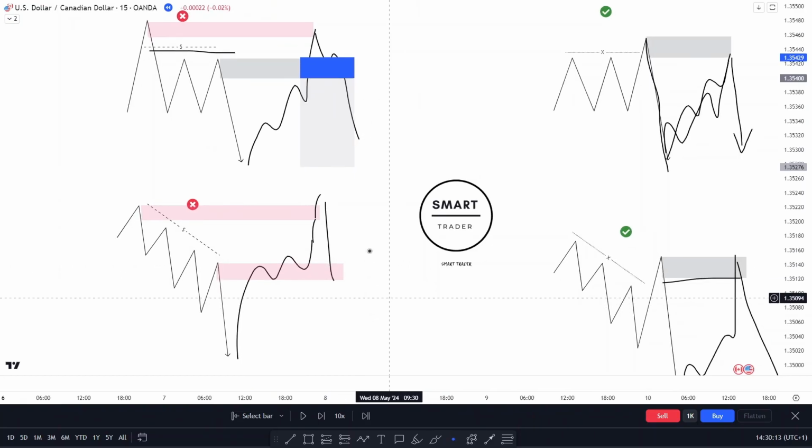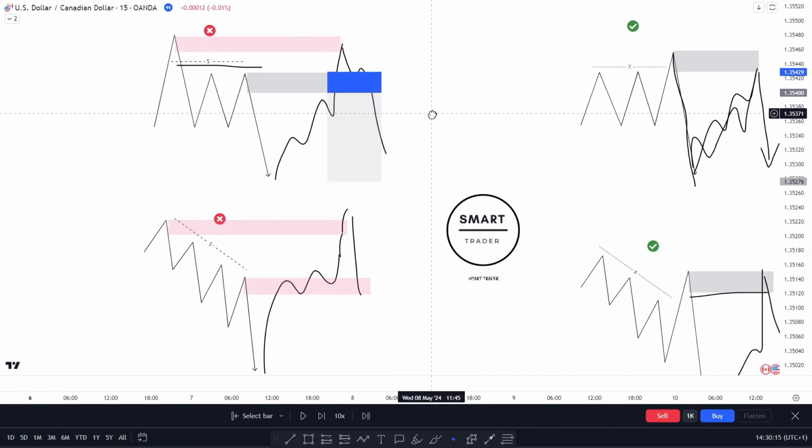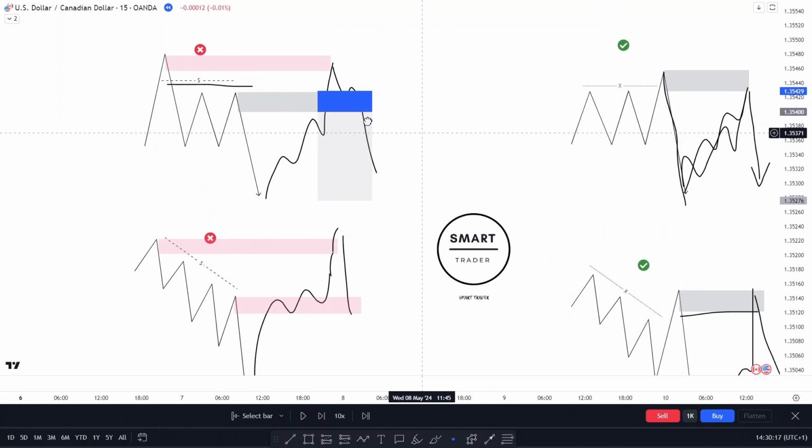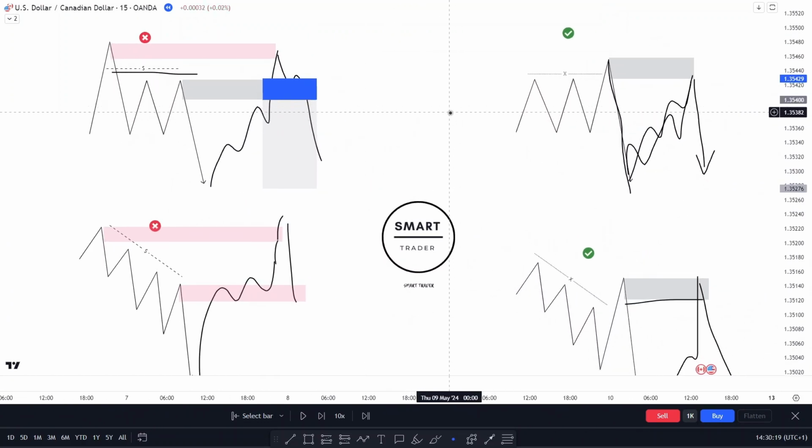You have to practice, you have to backtest, and then you will identify them by yourself very easily. All right, so this is the first criterion you need to take into account to spot your high probability order block. And the other trick that I can give you to spot a high probability order block is to pay attention to your session and the hours that you're trading in.